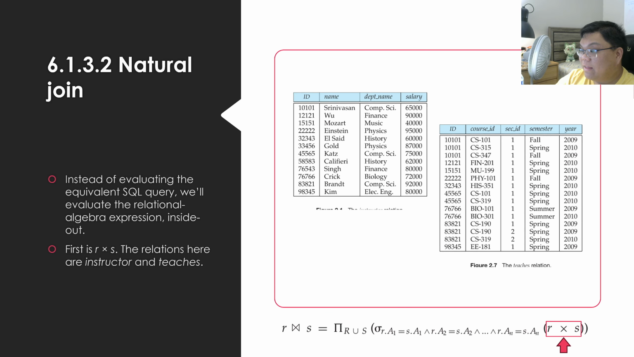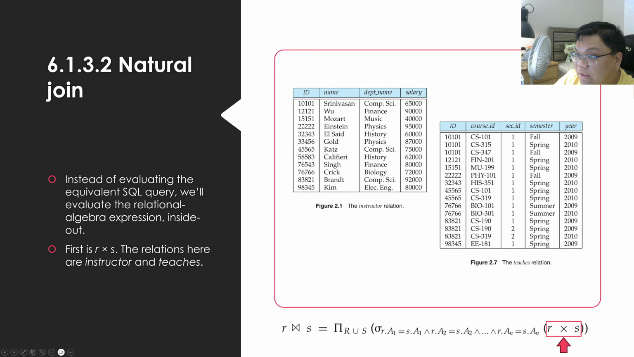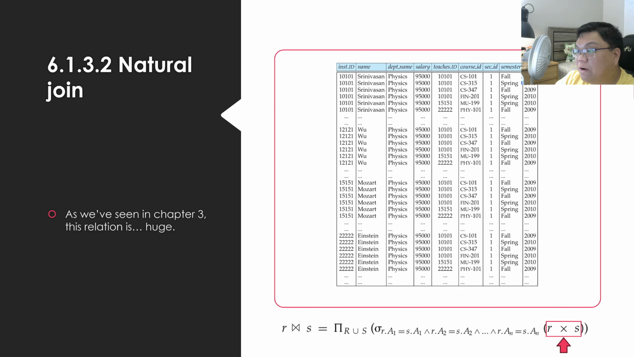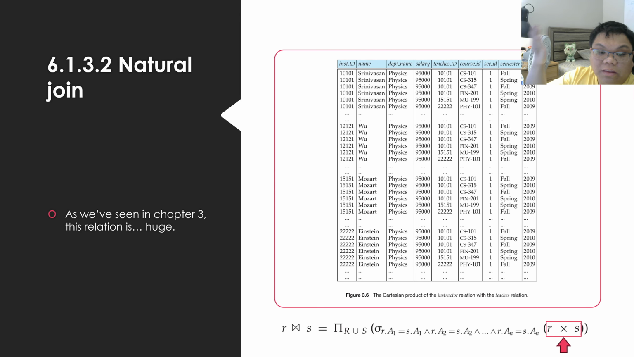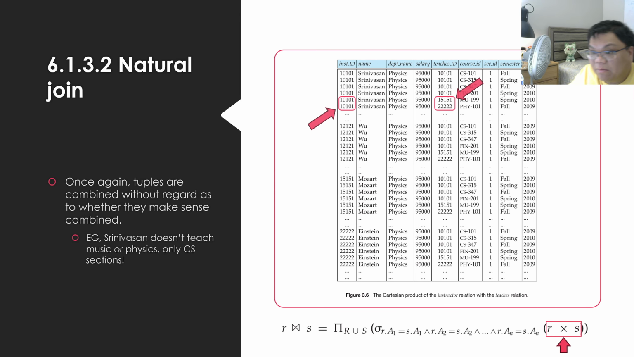let's go back. This one has 1, 2, 3, 4, 5, 6, 7, 8, 9, 10, 11, 12. And this one has 1, 2, 3, 4, 5, 6, 7, 8, 9, 10, 11, 12, 13, 14, 15. Whatever 12 times 15 is, that is how many rows this table has. So this is the Cartesian product of instructor and teaches. And much like the first time we've seen Cartesian join, it's going to combine tuples without any regard as to whether they make sense. So Srinivasan does not teach music or physics, only computer science classes.